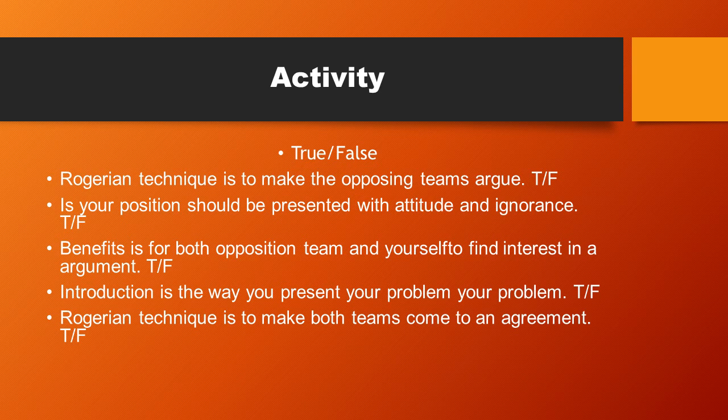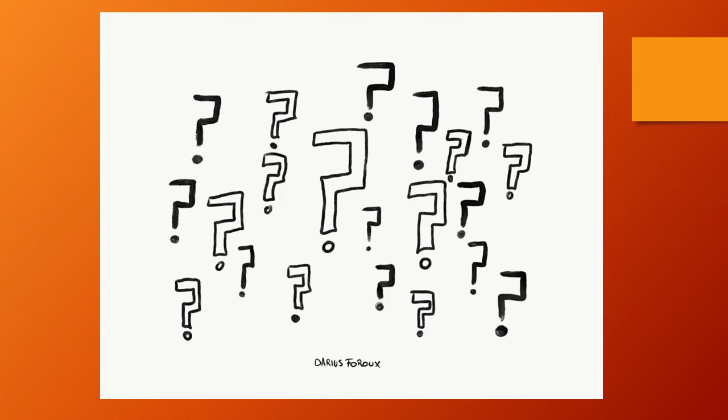Here's an image to better understand Rogerian argument. In a simple visual, my opinion, your opinion, and we come to one consensus, which is an agreement. Then we come to another activity. True or false? Let's go through it together.